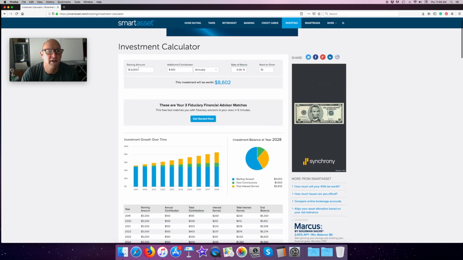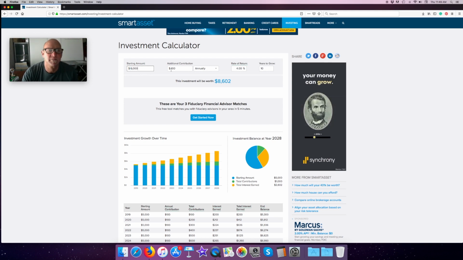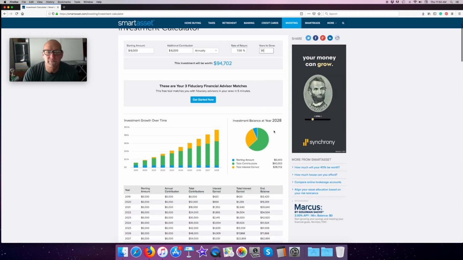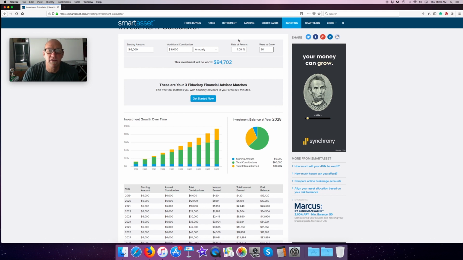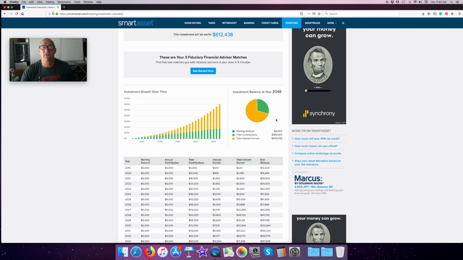So let's say this year we're going to start a new Roth, and we're going to start at $6,000. We're going to put in an additional $6,000 every year, so that's our minimum. We're going to say we'll get a 7% rate of return, and we're going to let this grow for 30 years. All right, let's see what we got. So 30 years, $6,000 annually.